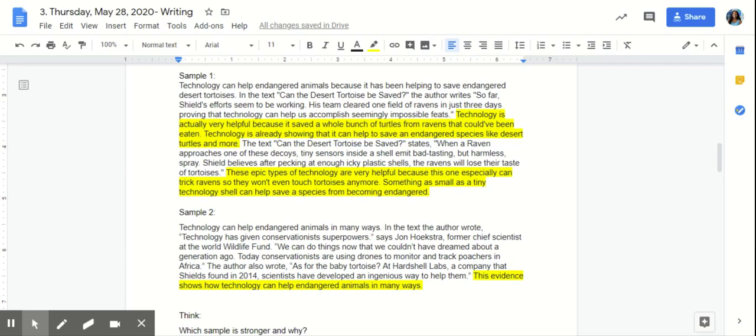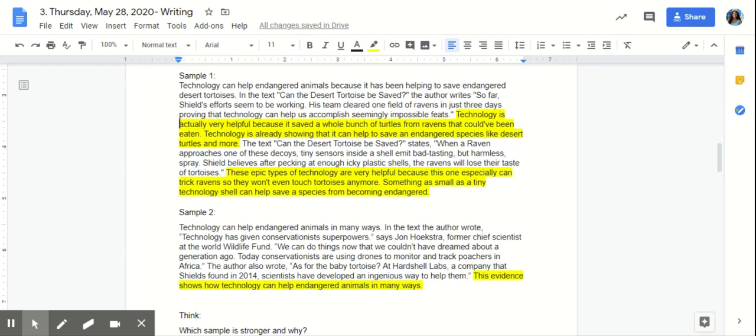What do you notice about what I've highlighted in sample 2? That's right. That is our analysis. So looking and reading at sample 1 and sample 2, which sample do you believe is stronger and why? Awesome.